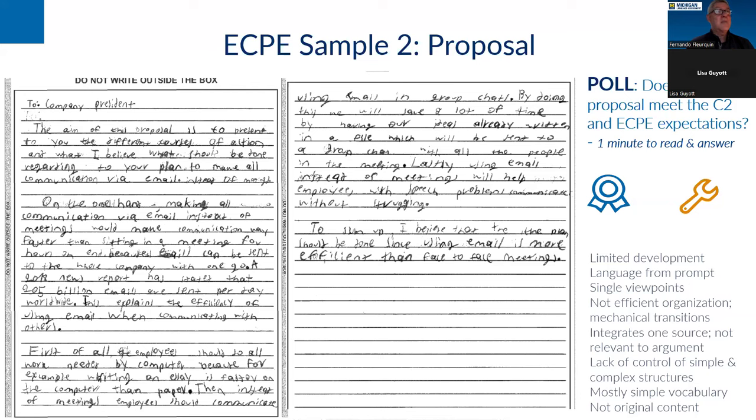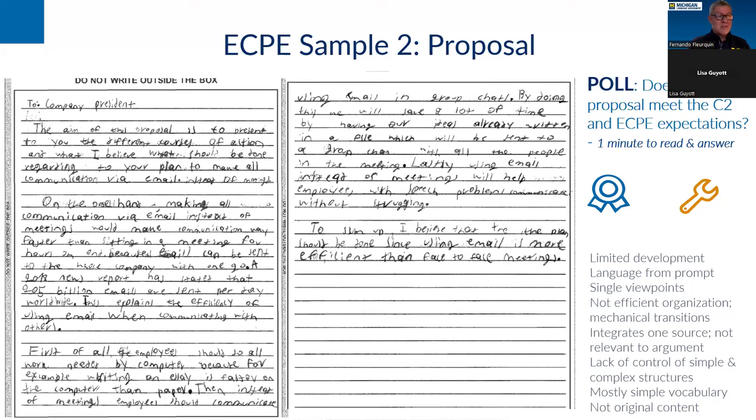On the one hand, making all communication via email instead of meetings would make communication way faster than sitting in a meeting for hours on end, because email can be sent to the whole company in one go. A 2018 news report has stated that 205 billion emails are sent per day worldwide. This explains the efficacy of using email when communicating with others. So I'm not clear on what he's trying to say. The beginning is taken from the prompt, then 205 billion emails are sent per day worldwide, explaining how efficient emails might be.